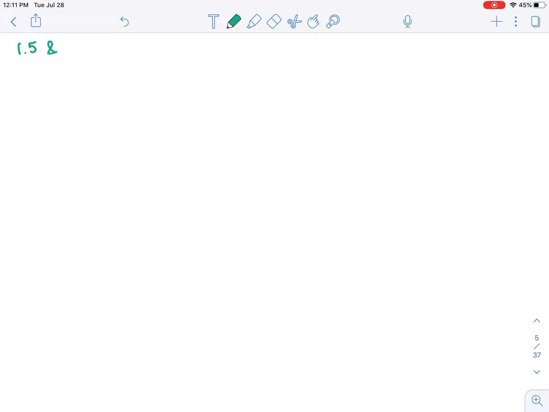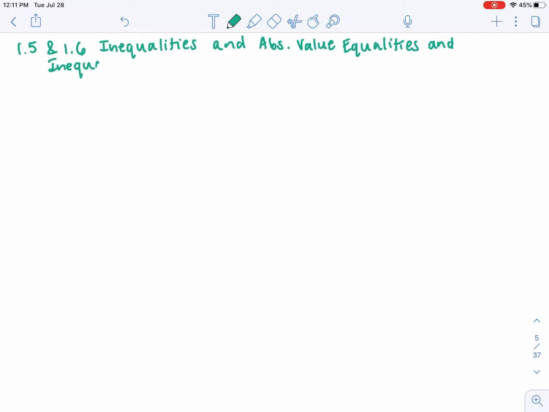1.5 and 1.6 we're going to review together, but 1.5 is on inequalities and 1.6 is on absolute, which I'll abbreviate as ABS throughout, value inequalities and equations. If you want to just take out a sheet of paper and jot down some examples, these are again just review notes from Algebra 1.